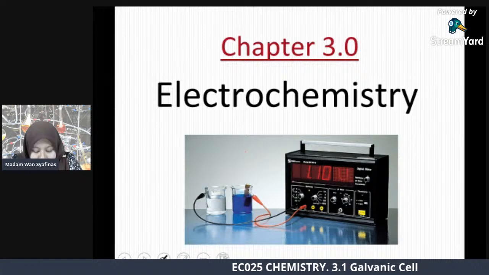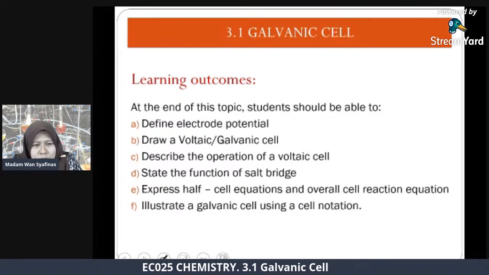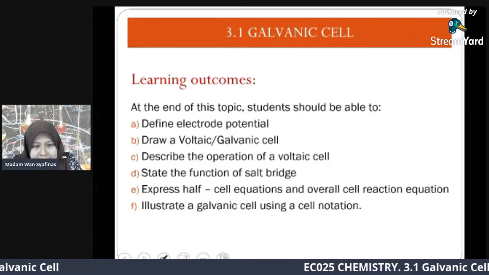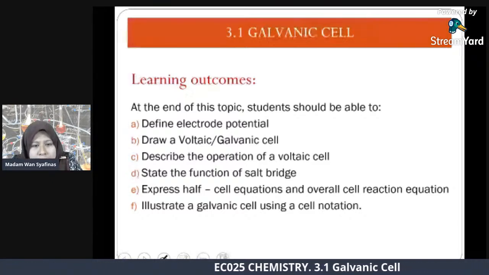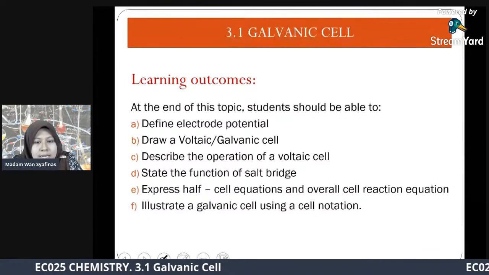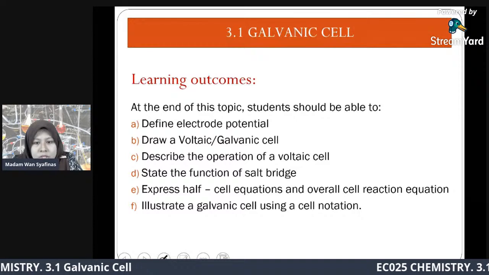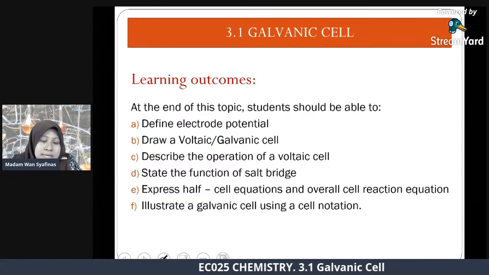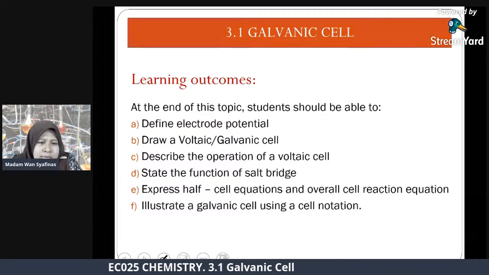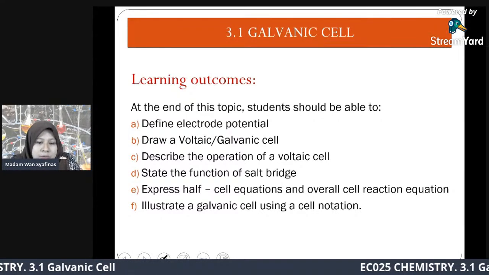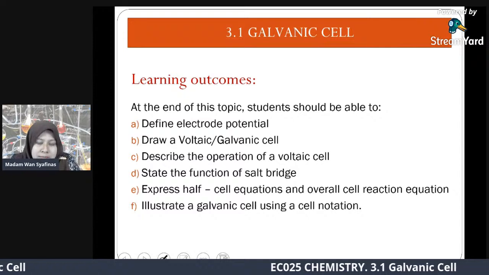Okay. So for the first learning outcome that we want to cover, first one, to define the electrode potential. The second one, to draw a voltaic or galvanic cell, describe the operation of voltaic cell, state the function of salt bridge, express half cell equations and overall cell reaction equation. And the last one, we want to illustrate a galvanic cell using a cell notation. This one is the first 6 learning outcomes to be covered. And we have another learning outcome for part B, okay?